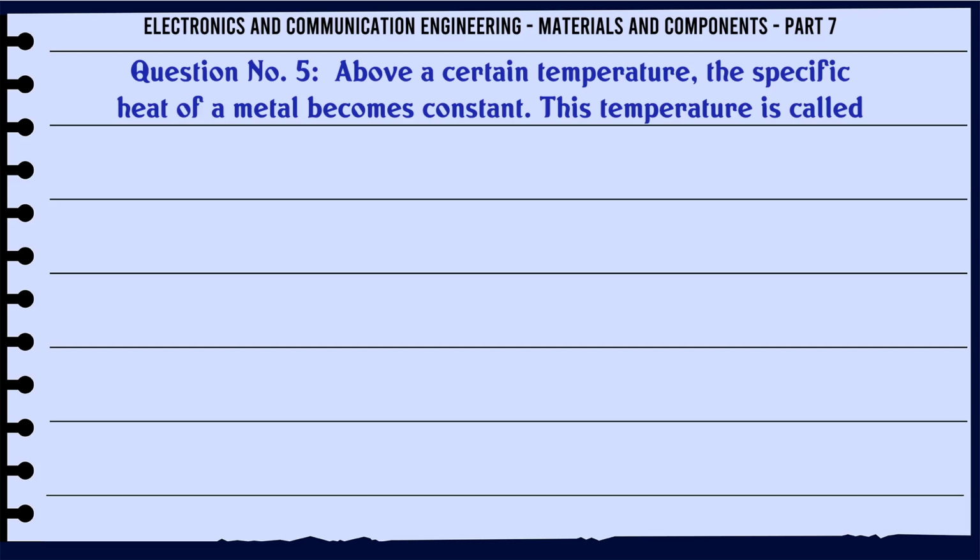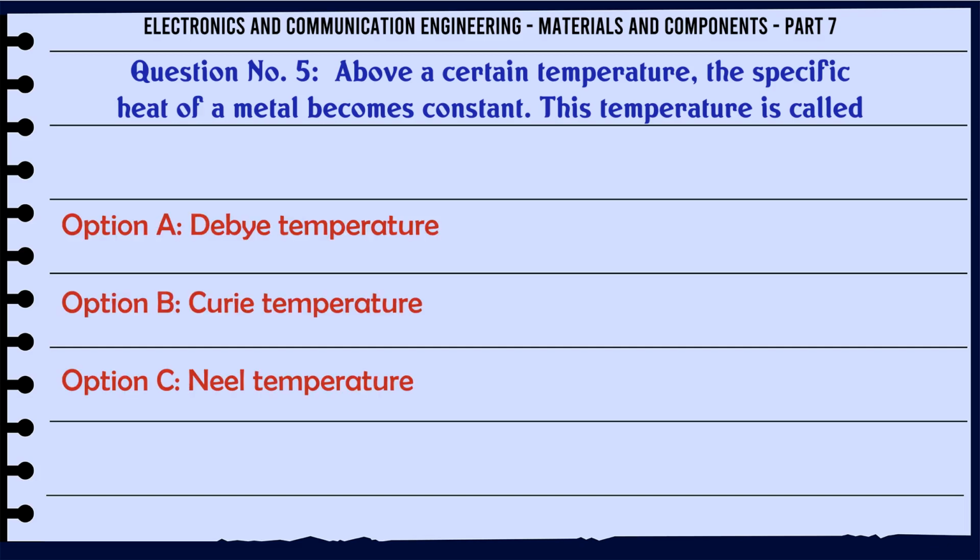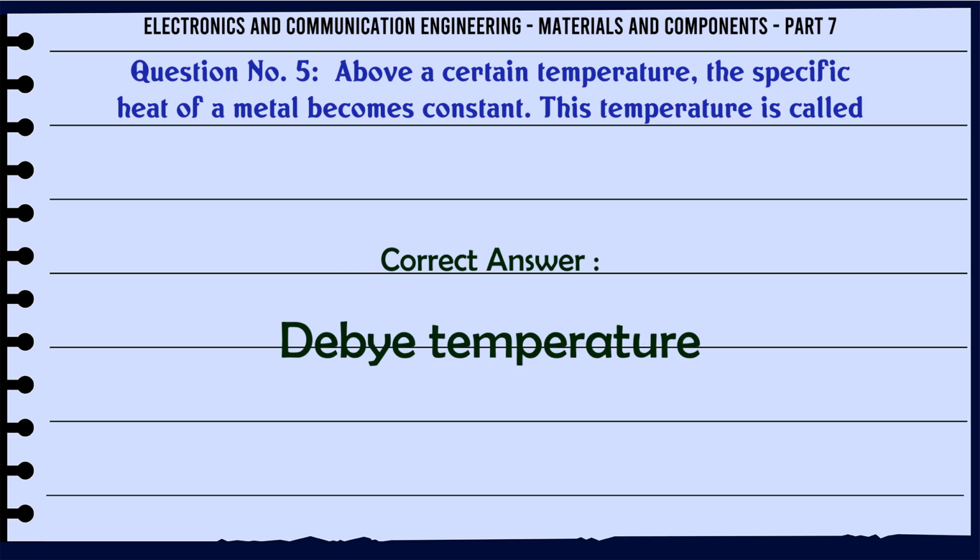Above a certain temperature, the specific heat of a metal becomes constant. This temperature is called A. Debye temperature, B. Curie temperature, C. Néel temperature, D. transition temperature. The correct answer is Debye temperature.